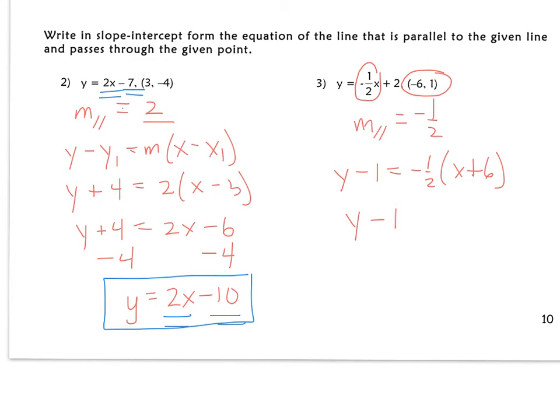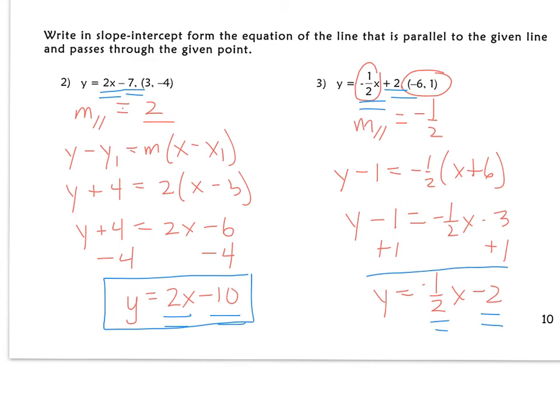Okay, so now we got y minus 1 equals, after distributing, -1/2 x minus 3. I'm going to add the 1 to both sides, and now I get y equal to -1/2 x minus 2. Alright, so the same thing I'm going to point out as before, and that is, notice same slopes, different y-intercepts. One's 2 and the other one is -2. Okay, so here's our equation for our parallel line.